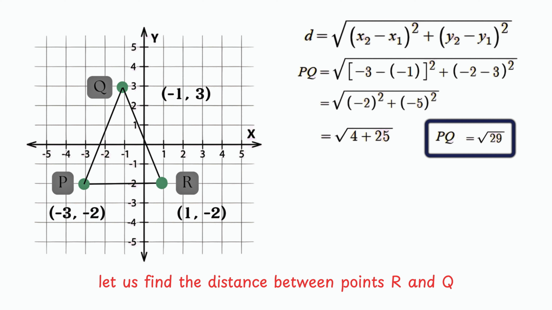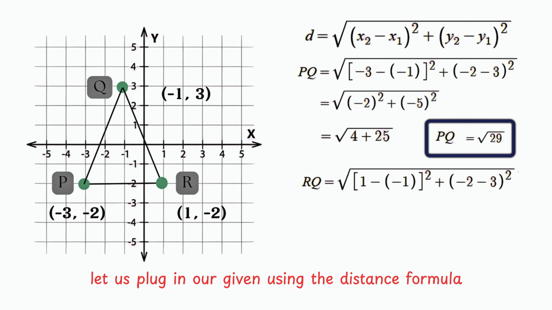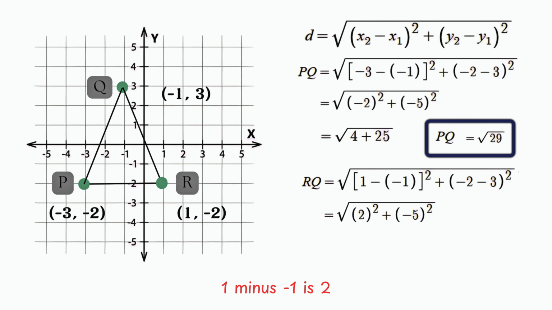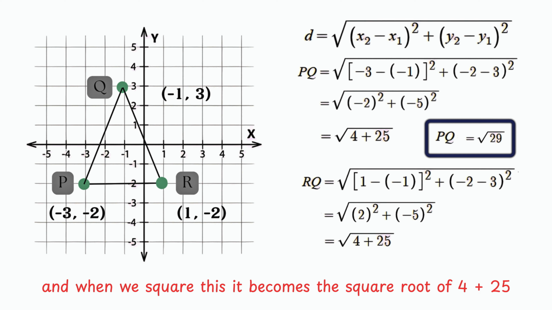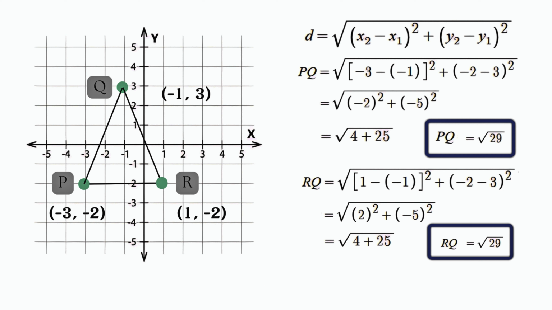Let us find the distance between points R and Q. Let us plug in our given using the distance formula. We let 1 be x sub 2 and negative 1 be x sub 1, plus our y sub 2 which is negative 2 minus our y sub 1 which is 3. 1 minus negative 1 is 2 and negative 2 minus 3 is negative 5. And when we square this, it becomes the square root of 4 plus 25. When we add that, it also becomes the square root of 29.